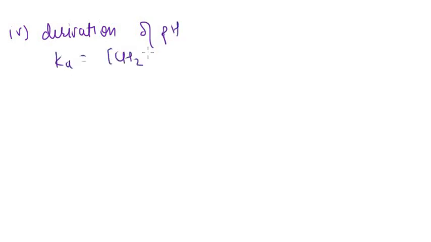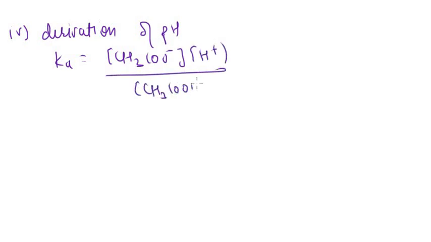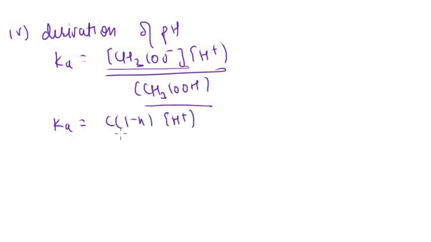Now the fourth step is the derivation of pH. Ka we know is CH3COO minus into H plus upon CH3COOH. What is CH3COO minus upon CH3COOH? We know it is C into 1 minus h, and H plus we write as C into h. So the concentration of H plus equals Ka into h upon 1 minus h.